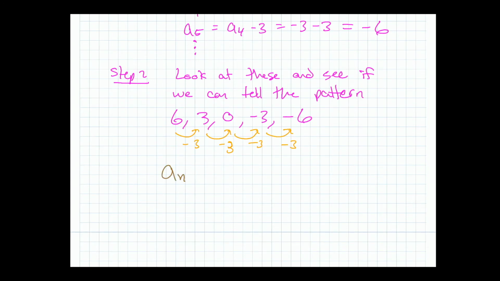So AN is, well, what counts by 3s? 3n counts by 3s, right? But we're counting down, so it actually should be negative 3n. And if you put a 1 in there right now, like if you do A1, negative 3 times 1 would be negative 3, right? But it actually starts out at 6. So what would I have to add to it to make it start at 6? How about 9?